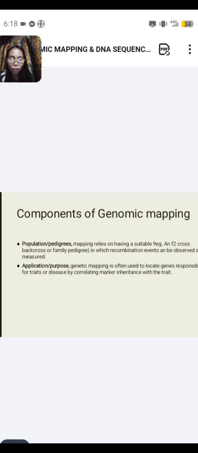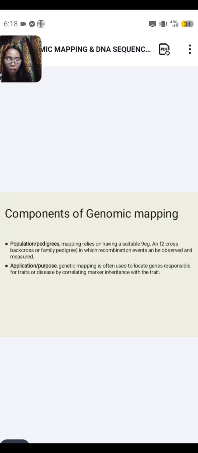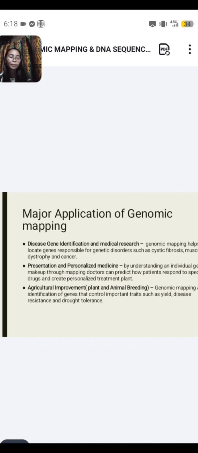Then the last one is application purpose. Genetic mapping is often used to locate the genes responsible for traits or disease by correlating markers and inheritance with the traits. So the purpose of genomic mapping is that it can be used to locate genes responsible for traits or disease by correlating markers and inheritance with the trait.